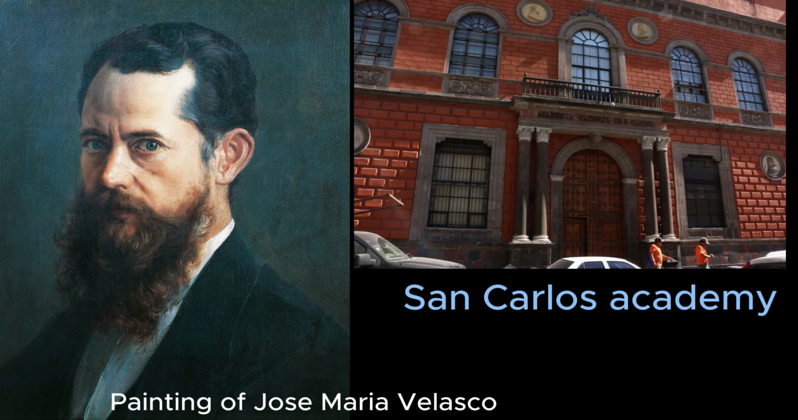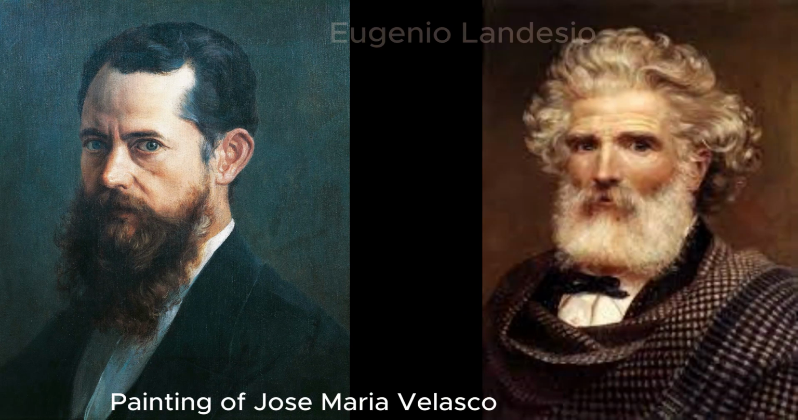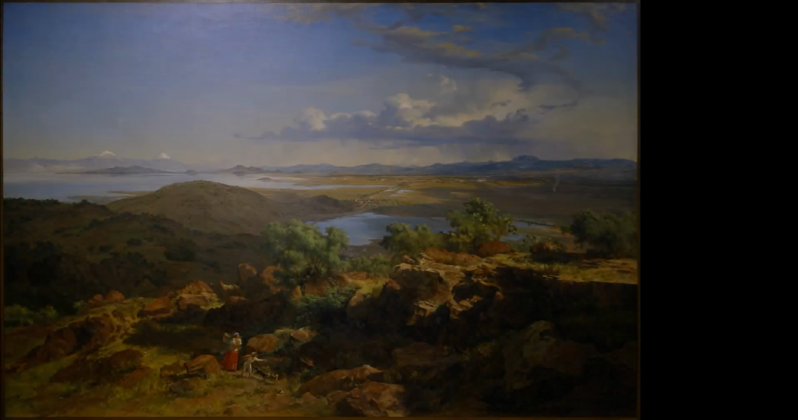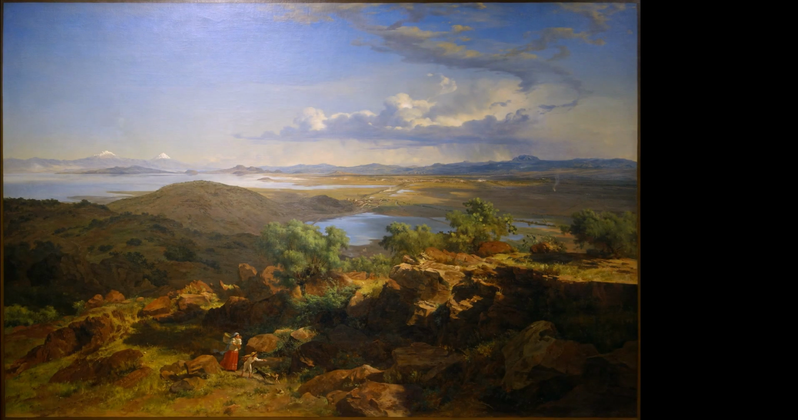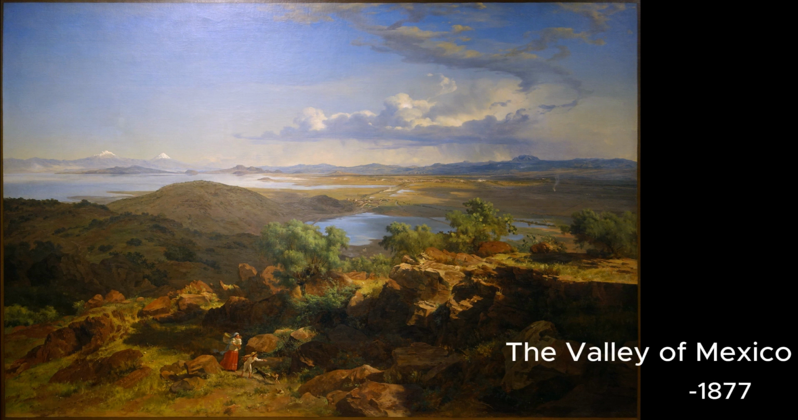Jose was a Mexican painter who was a member of the San Carlos Academy Institution in Mexico City that was founded in 1785. His teacher was an Italian immigrant who taught landscape paintings. I will be talking about one of his most famous paintings called The Valley of Mexico, created in 1877.